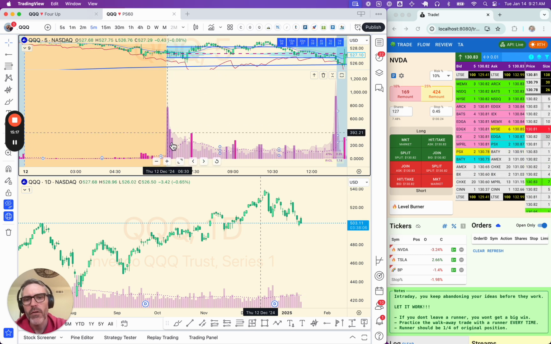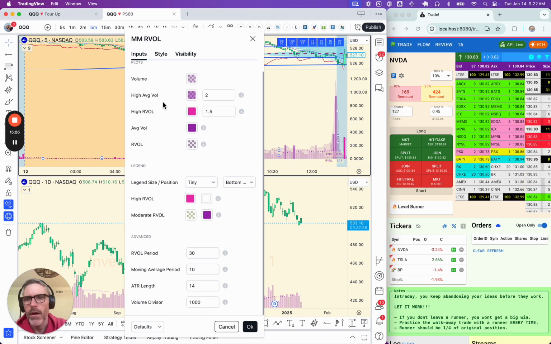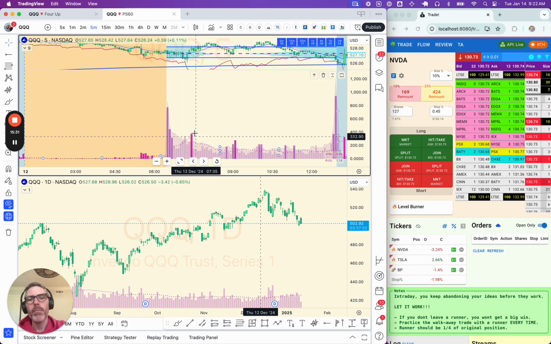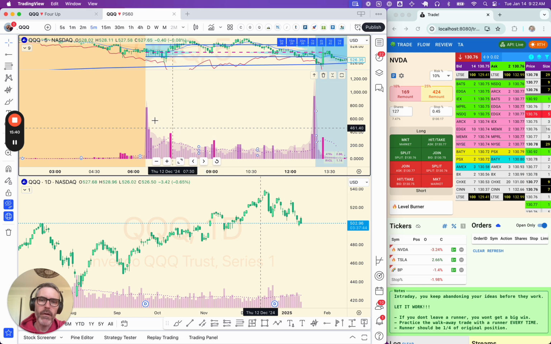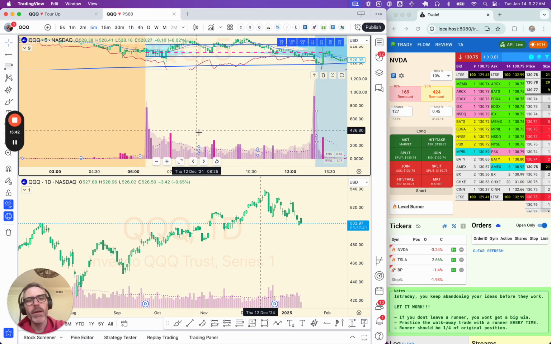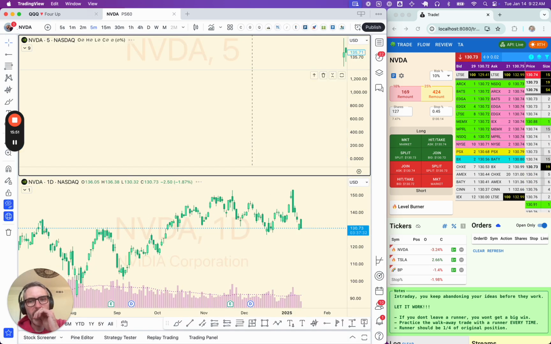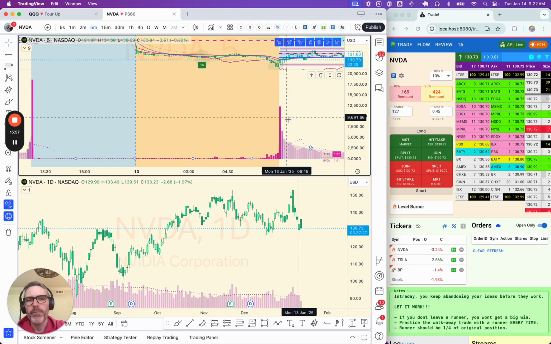So these are a darker purple because they're over, I think, 1.5 or 2x the average. Let me see here. High average volume is 2. So they'll be dark if they're 2 times the average volume, and they'll be this bright fuchsia color if they're 1.5 times the relative volume. So you'll see both when they're above average and when they're above relative. And to me, what I find is that the relative volume spikes are the ones that really matter and will make a big difference intraday. They'll often be a signal that there's a major price shift happening, or something like that.